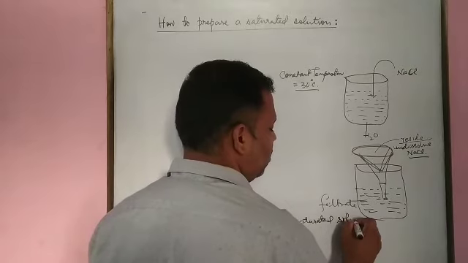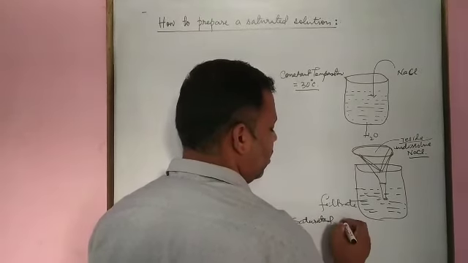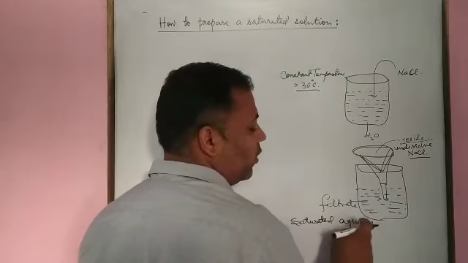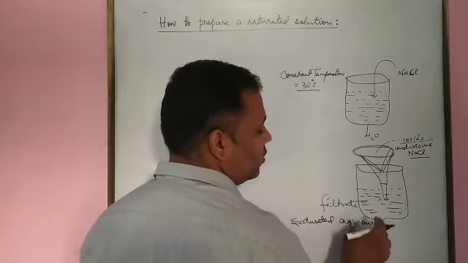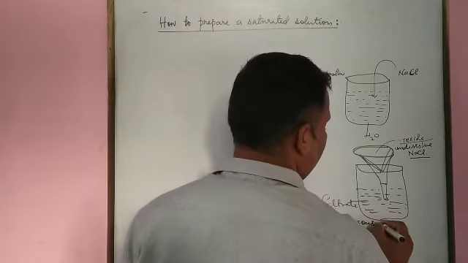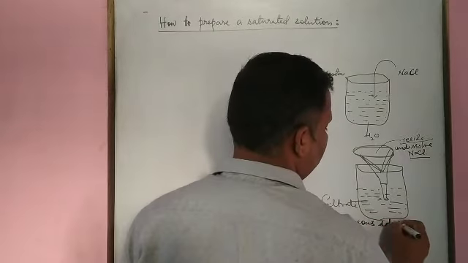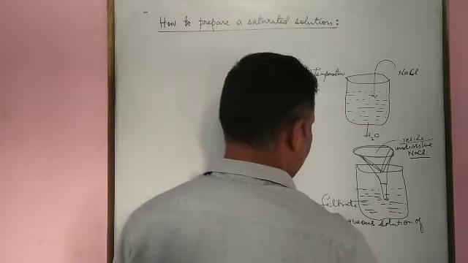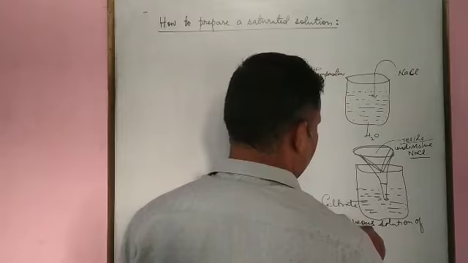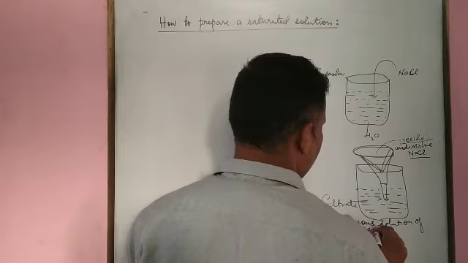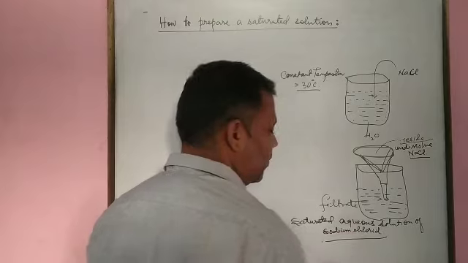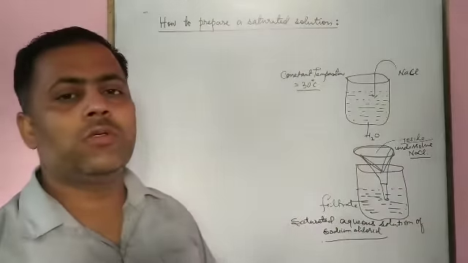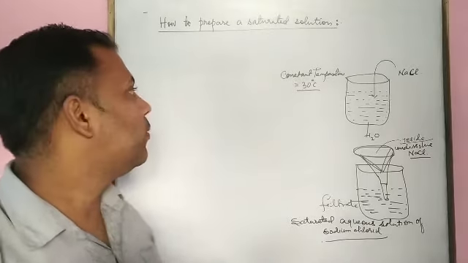Saturated aqueous solution. Aqueous means we have prepared this solution in water, therefore it is termed aqueous. A saturated aqueous solution of sodium chloride. This is how we prepare a saturated solution of sodium chloride.